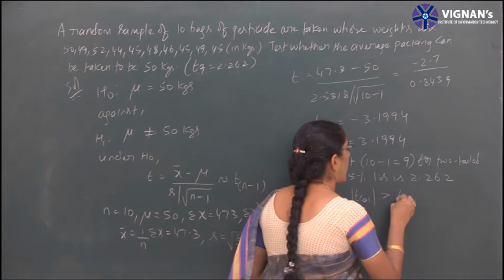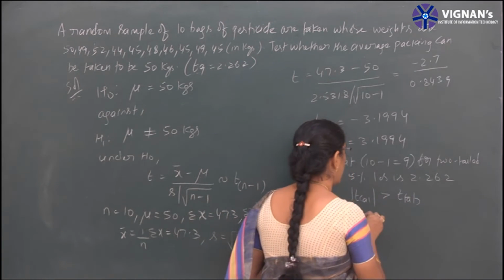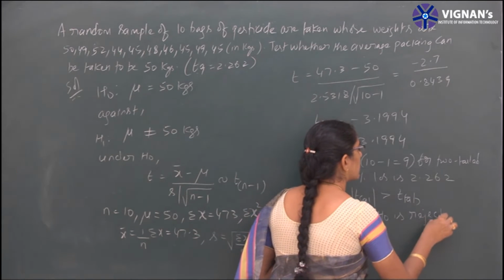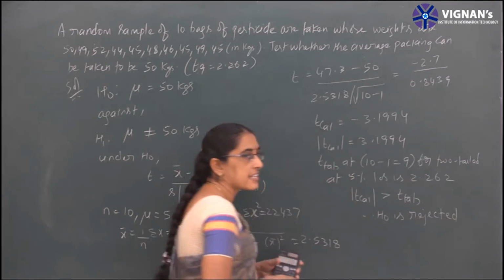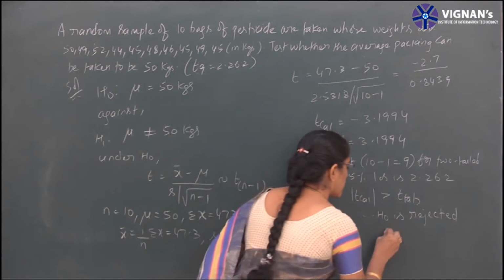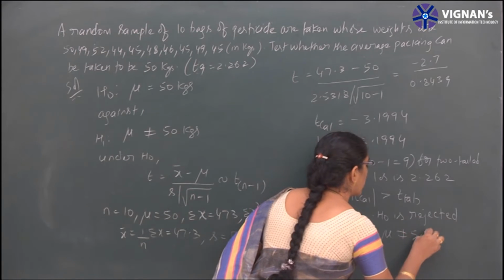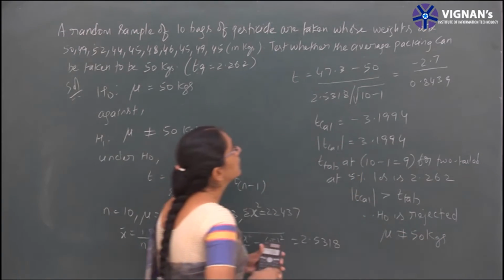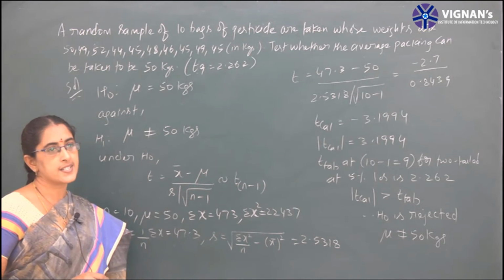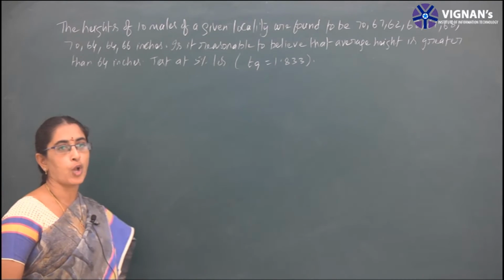That means mod t cal is greater than t tab, so therefore H naught is rejected. H naught is rejected means we are accepting H1. So that is the conclusion for this problem: the average packing cannot be taken as 50 kgs here. Now let us see one more problem.